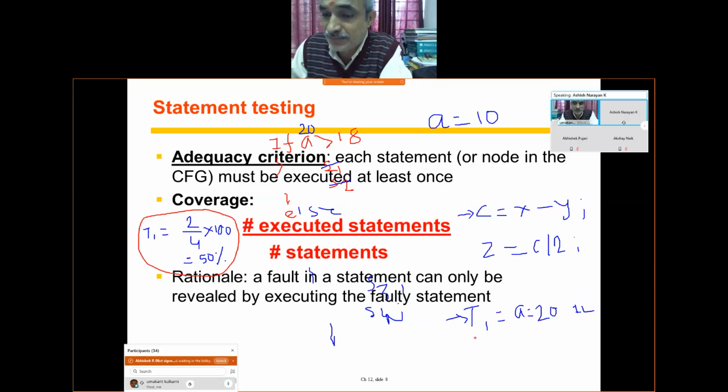So what I'll do is I'll prepare one more test case. T2 equal to, consider that A equal to 10. This also has 50%. And when I put together T1 and T2, what is the coverage? 4 statements divided by 4 is 100% statement coverage. Am I right? Yes, sir.